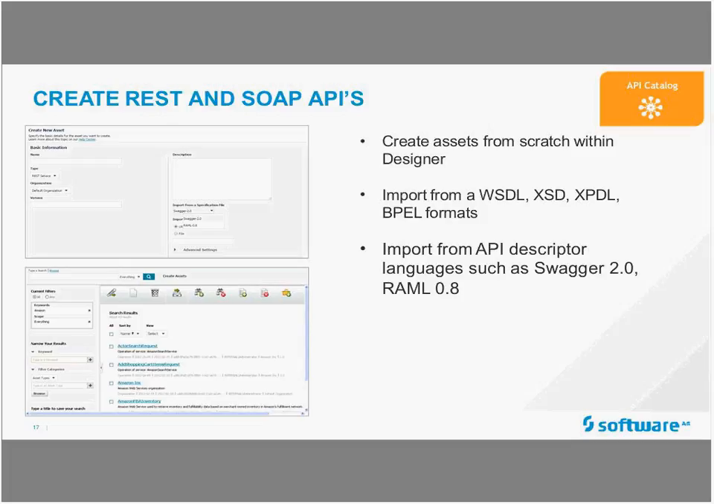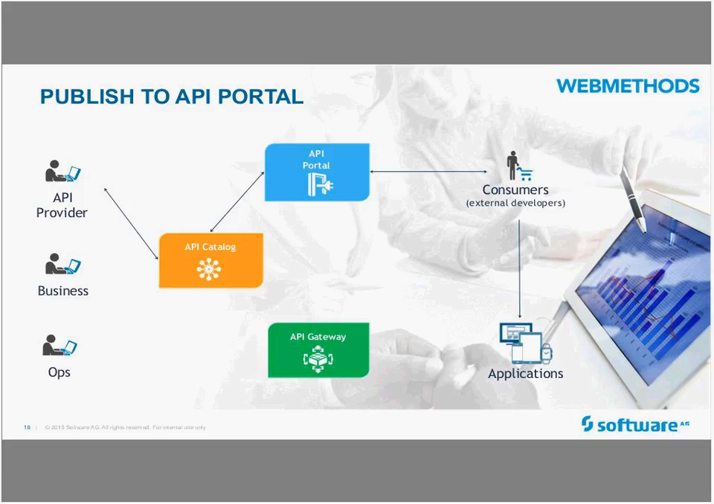Therefore, one of the key things is also to be able to expose your functionality as a REST service, even though on the back end it might be implemented as a different kind of service, whether it's a Java service or a SOAP service. So creating and exposing your APIs is a key component of the API catalog.